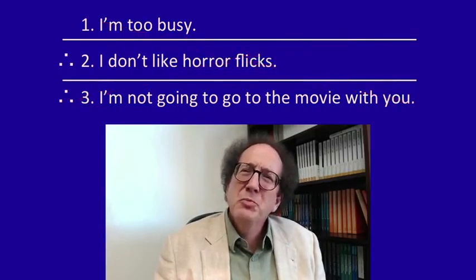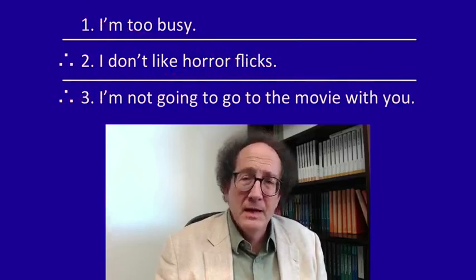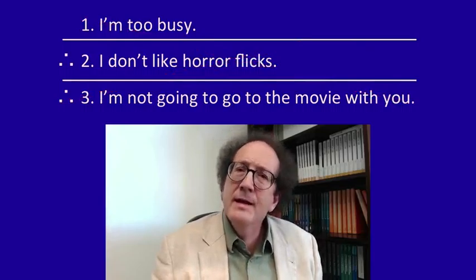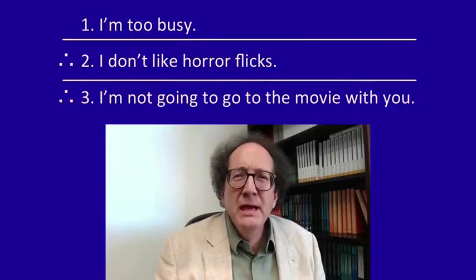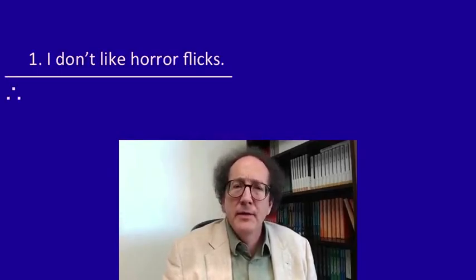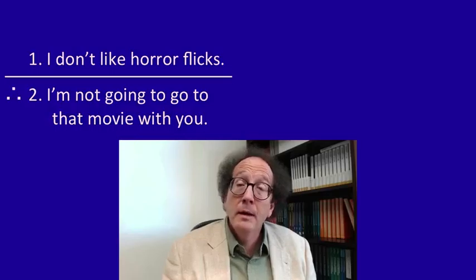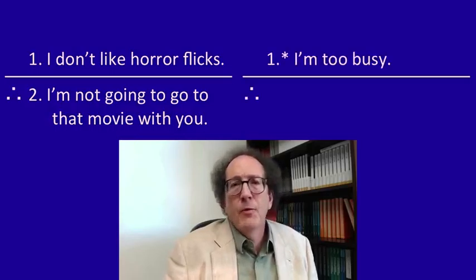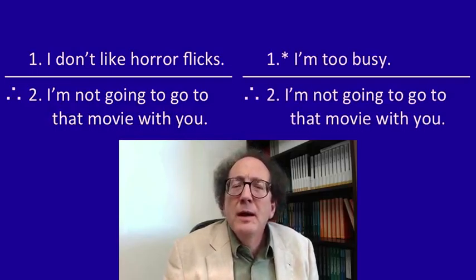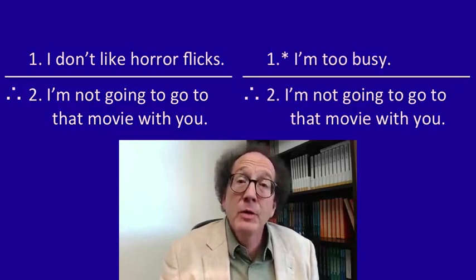The problem is there are two premises here, but neither one is a reason for the other, as we saw in the linear structure. Instead, in this branching structure, each premise is operating independently. There's one argument, I don't like horror flicks, therefore, I'm not going to go to that movie with you. There's another argument, I'm too busy, therefore, I'm not going to go to that movie with you. And each premise by itself is a sufficient reason not to go to the movie with you.